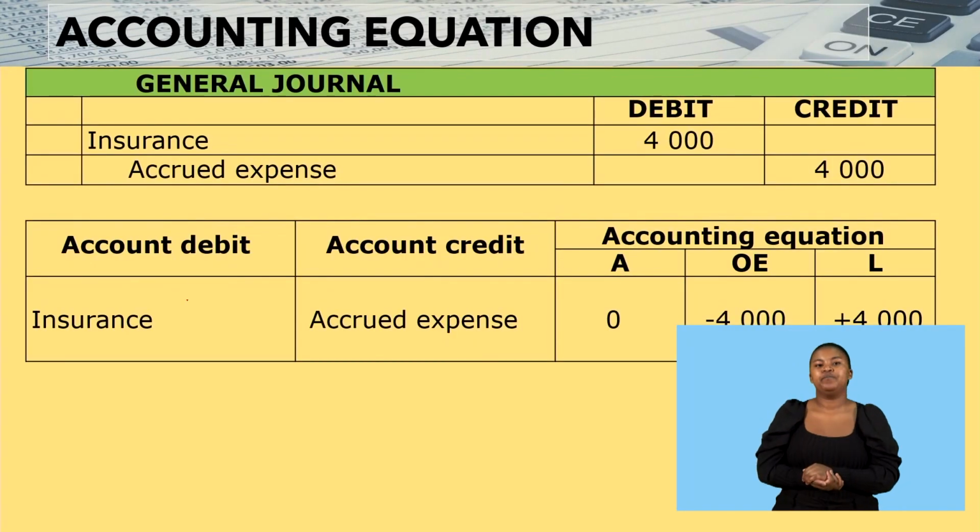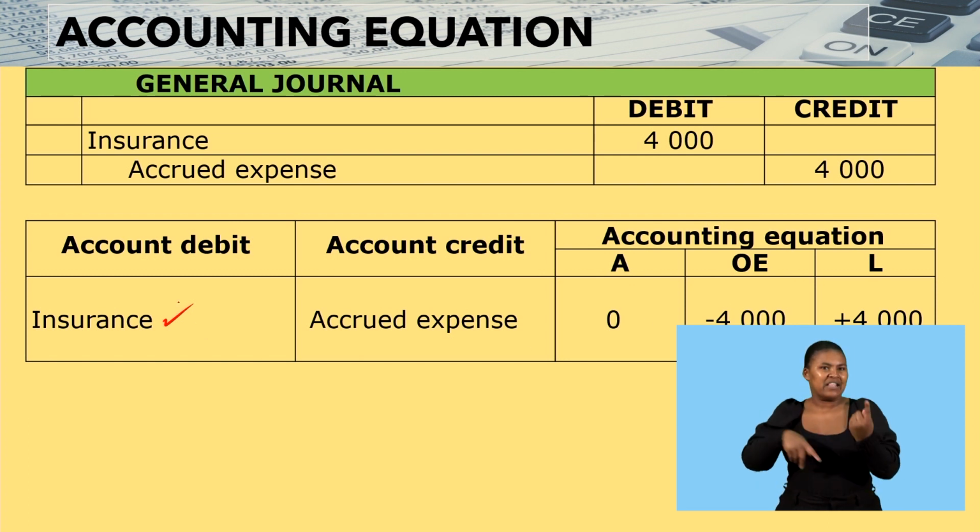It becomes interesting then when we come to the accounting equation. I would encourage you, before you do the accounting equation, to understand the entries in the general journal, for they will help you when you do the accounting equation. The effect of the accrued expense on the accounting equation. Here it is. Which account do we debit? We debit our insurance. There it is. All right? Why? Because this is an expense.